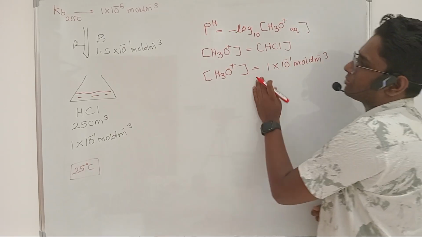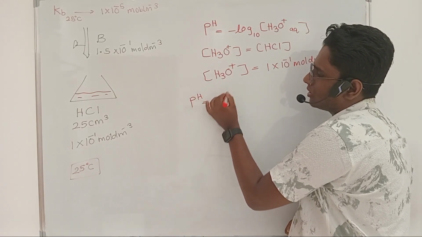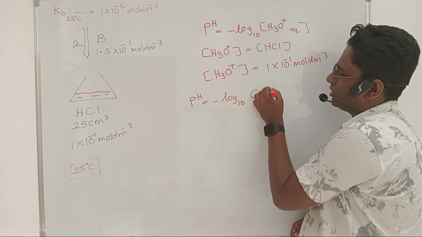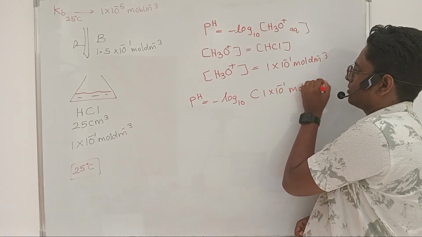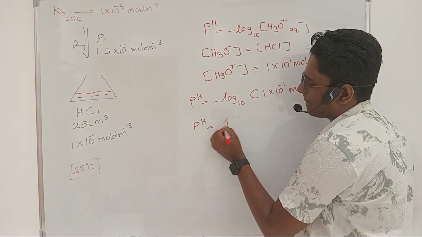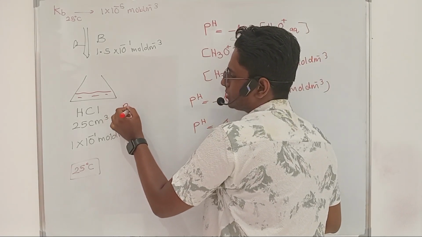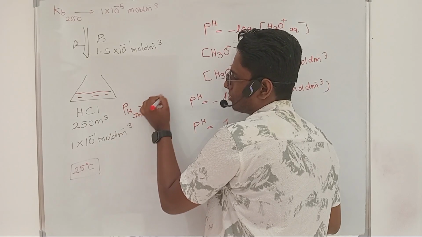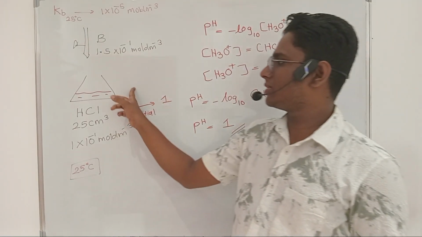Now what you have to do is substitute this value in the pH equation. Then pH is equal to negative log10 of the concentration of H3O⁺, 1 × 10⁻¹ mol dm⁻³. Then pH is equal to 1. Then the initial pH in this solution is 1. pH initial is 1.